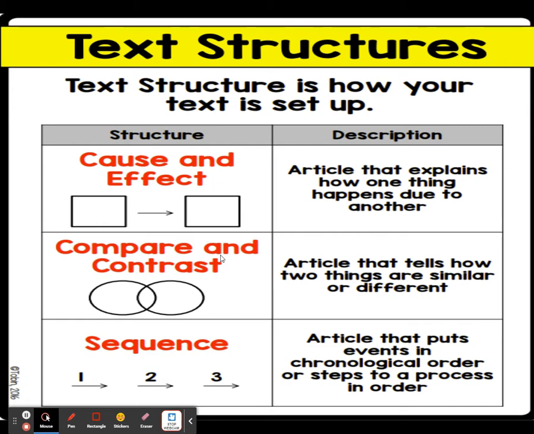And then we talked about sequence last week as well. Sequence is an article that puts events in chronological order or the steps to a process in order. So remember back to when we had you guys write a technical text, which was steps in a process. You guys wrote us a text on how to create a peanut butter and jelly sandwich.